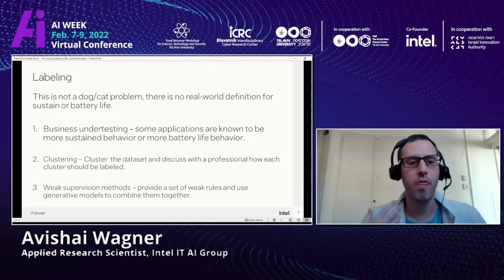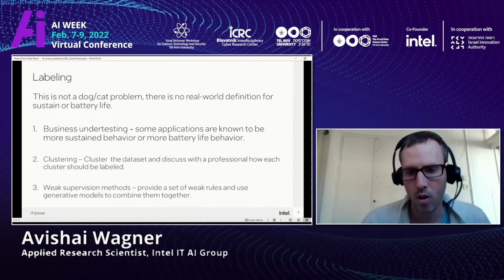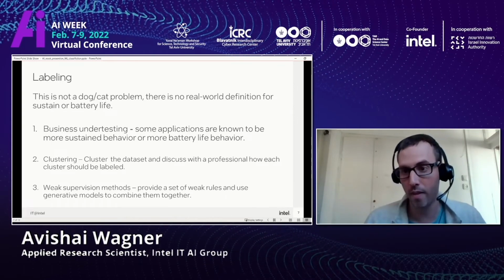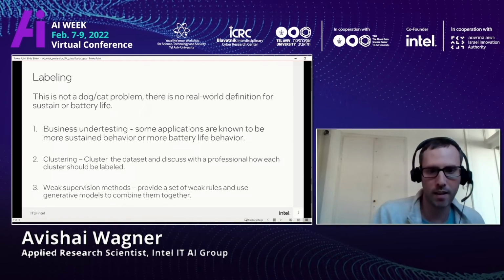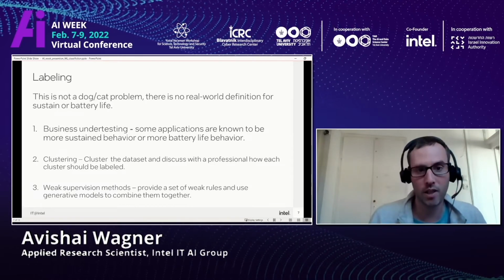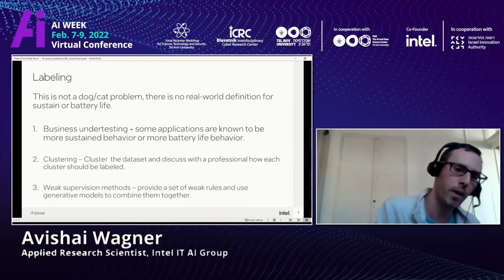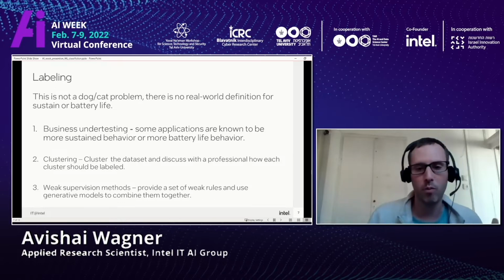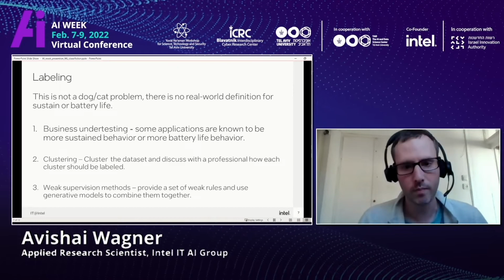Okay, the third and final type of method is weak supervision. We can provide a set of weak rules and use a generative model to combine them together. Who of you is familiar with Snorkel, for example? We can give it lots of labeling functions based on our business understanding. As I mentioned before, we know how the power should behave. This application should be sustained or battery life, and we can combine them together with some machine learning models.